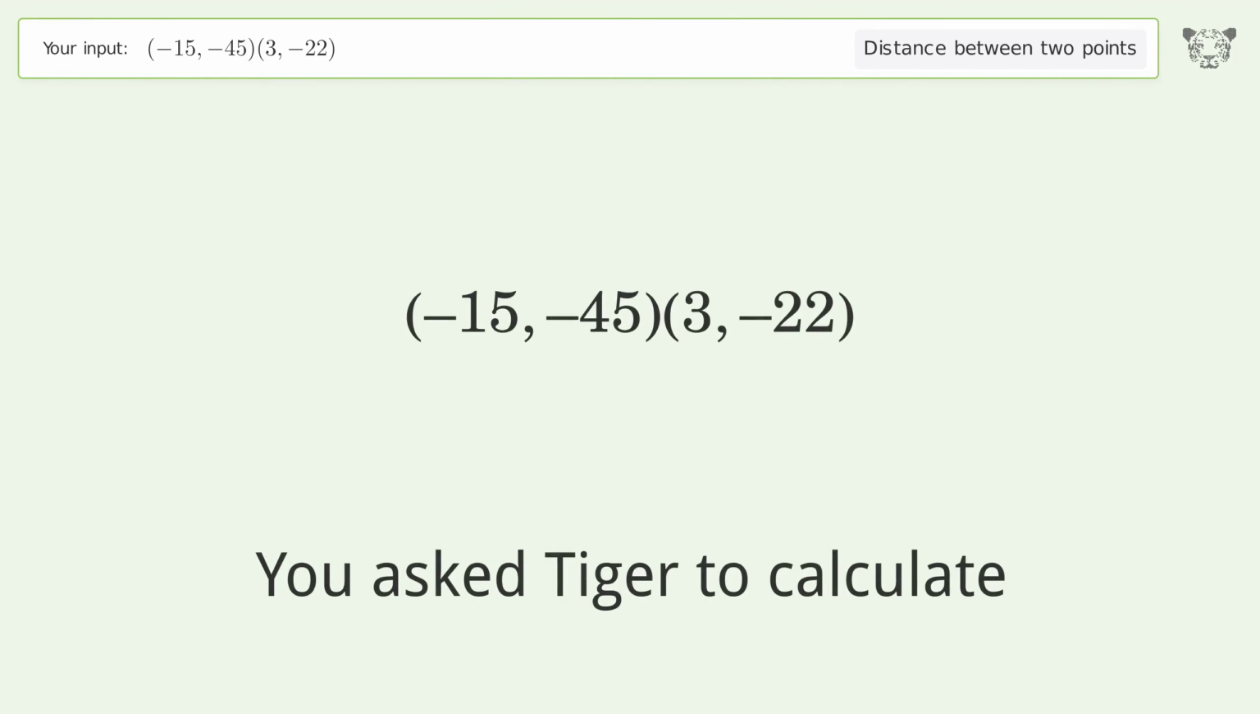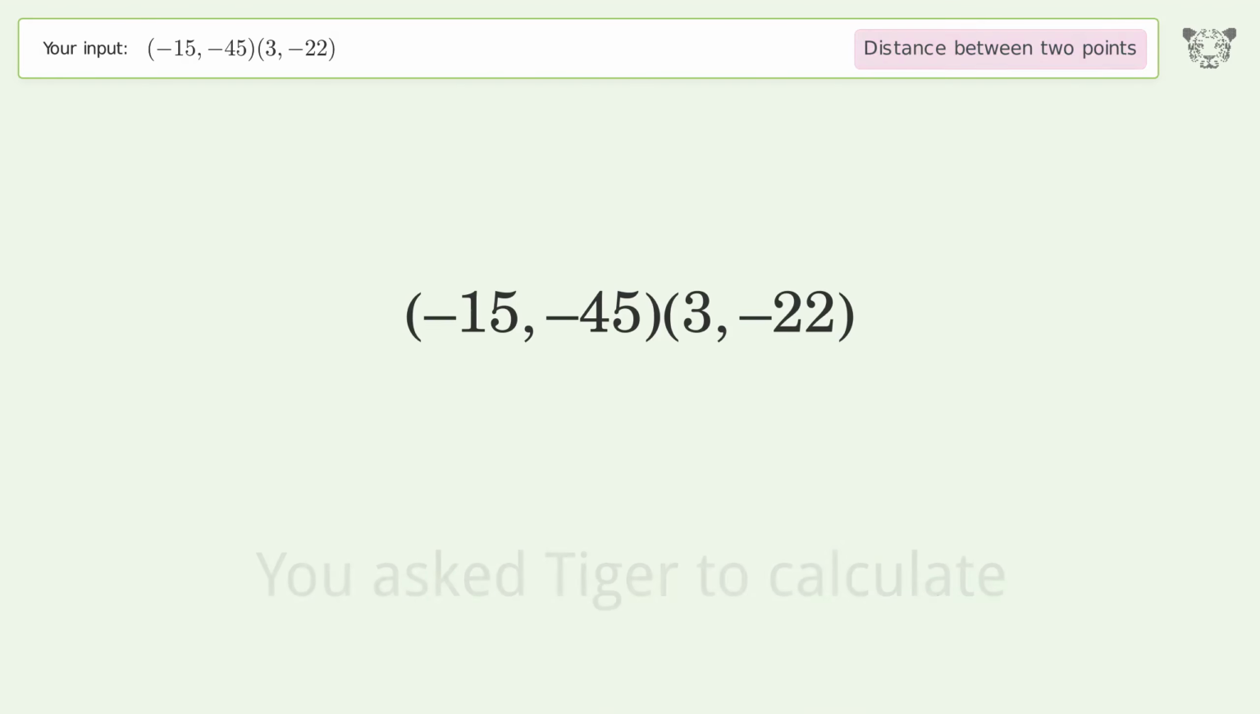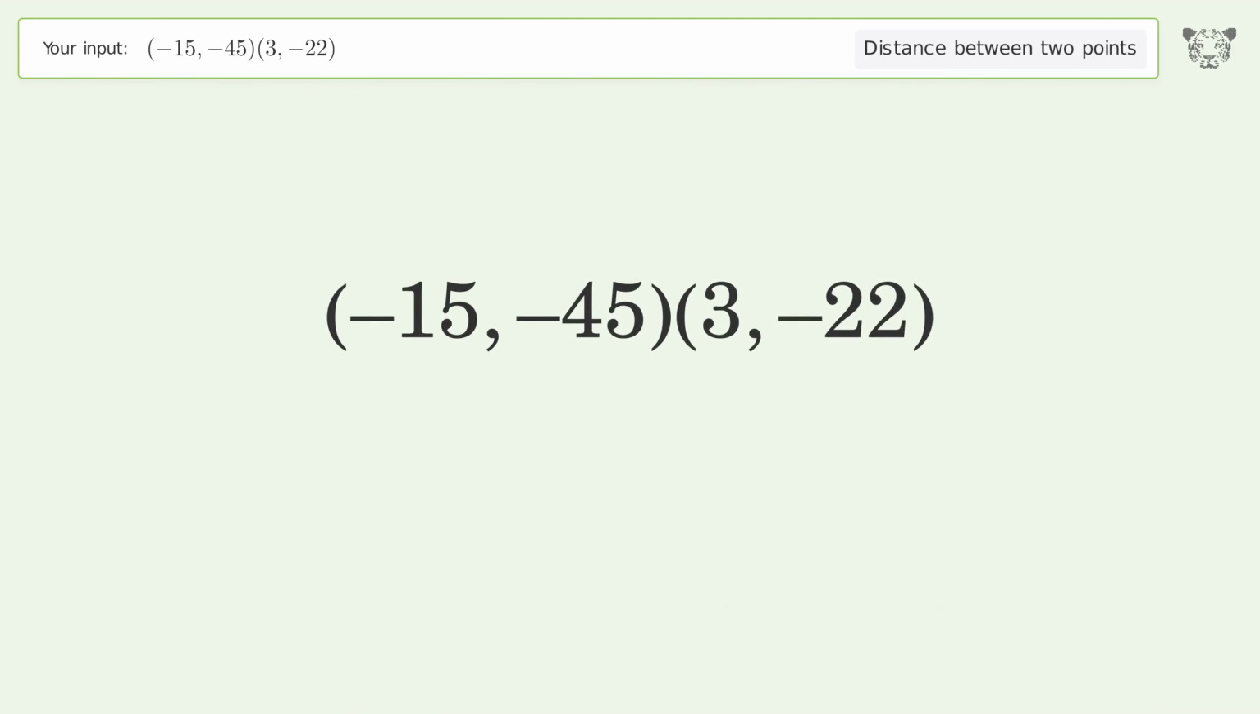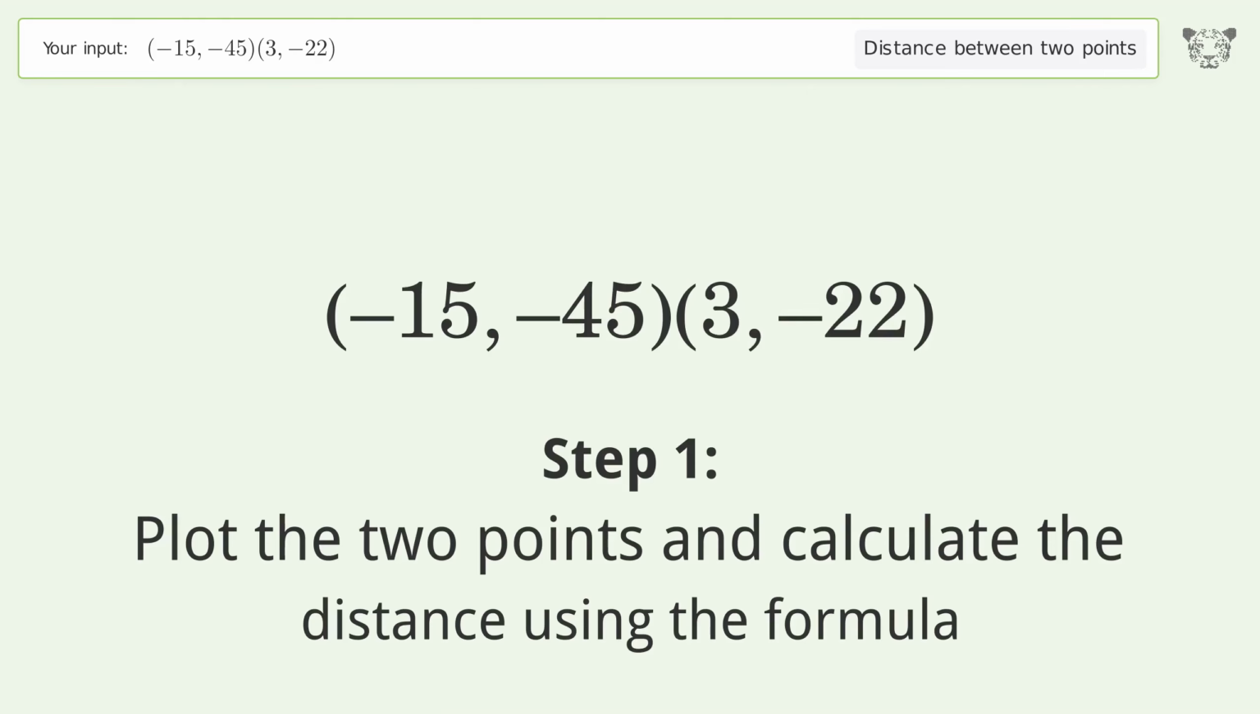You ask Tiger to calculate. This deals with the distance between 2 points. The distance between the 2 points is the square root of 853, or 29.206. Let's solve it step by step. Plot the 2 points and calculate the distance using the formula.